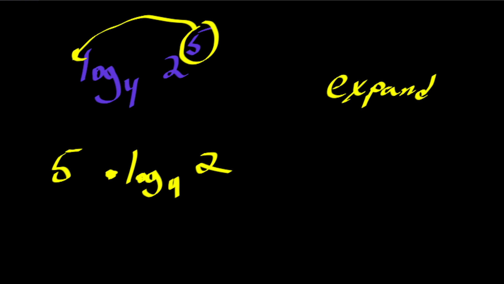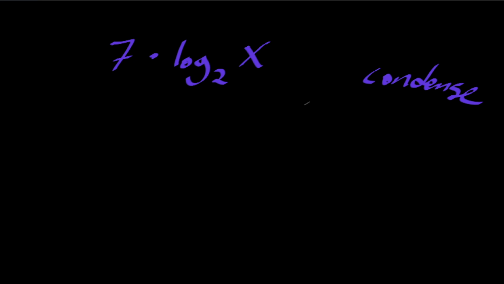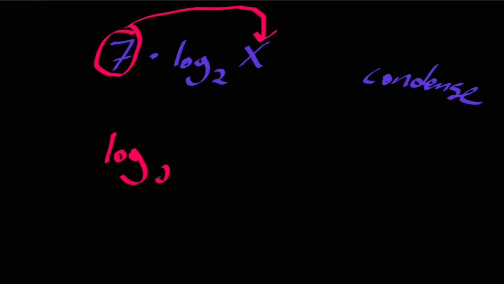All right, so now let's do another problem. Let's see if you can do it, because I would imagine most of you could probably do this without my help. 7 times log base 2 of x. So let's condense that. So we want to make this a single logarithm, nothing multiplied in front. All right, so now we have this 7 multiplied in front. And remember, the power property says we move 7 and it becomes the exponent of x. So this becomes log base 2 of x to the 7th.